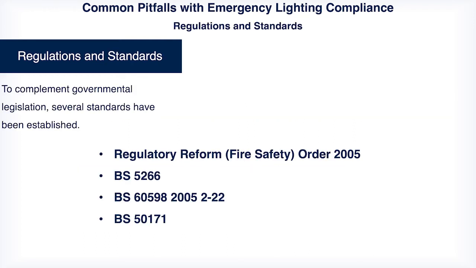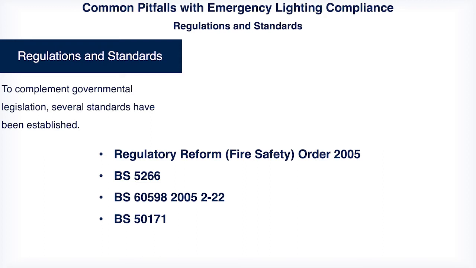So if we start with the regulations and the standards, there are, of course, government regulations that cover emergency lighting in the UK. And as they are enshrined in law, that gives emergency lighting a much tighter legal framework to operate in than you would have with normal mains lighting, where lighting levels typically are recommendations rather than regulations, and it's that difference between those two.